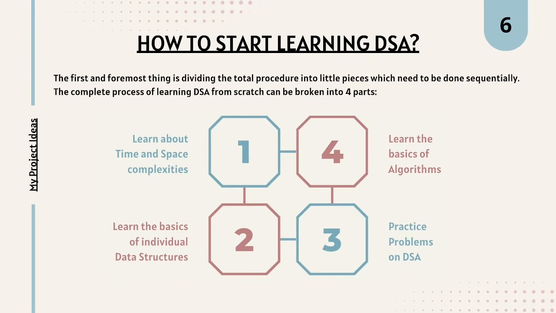So the steps we are going to follow: first we are going to learn about time and space complexity. Then we will learn the basics of individual data structures. Then practice is the key. Practice multiple problems of DSA. We are going to provide you problems which you can practice, and then we will be learning the basics of algorithms. This is the route which we are going to follow and which is going to help you. It has helped me. It has helped many students, and I know it's going to help you as well.